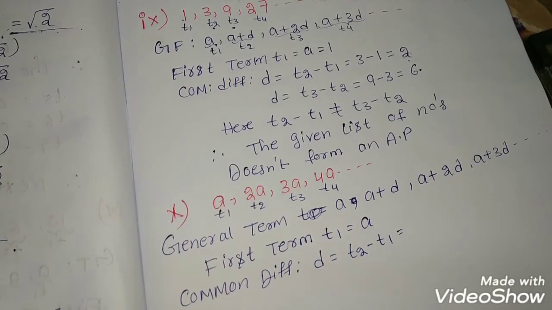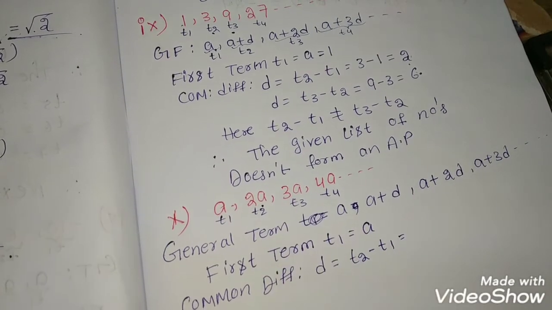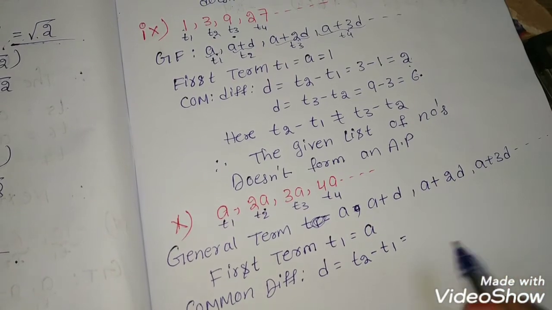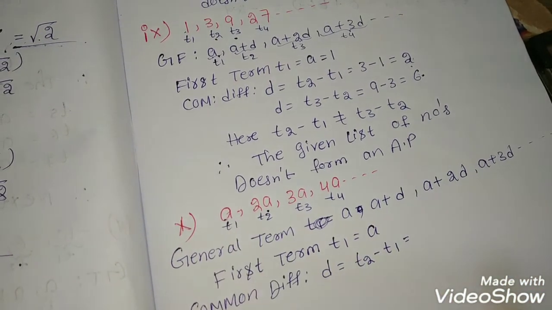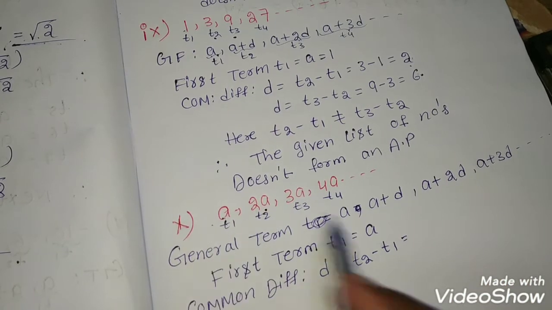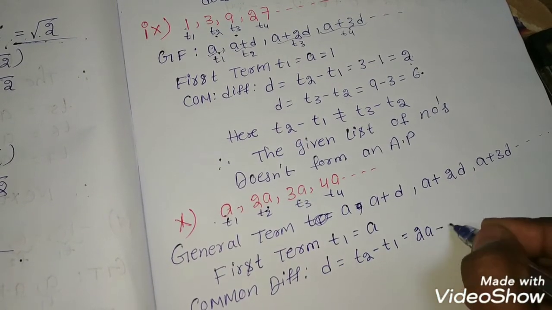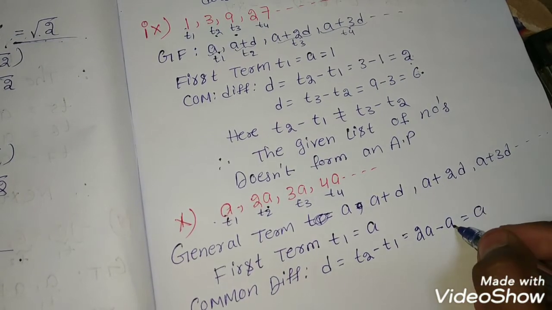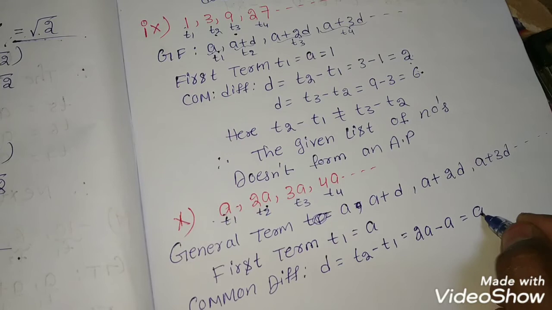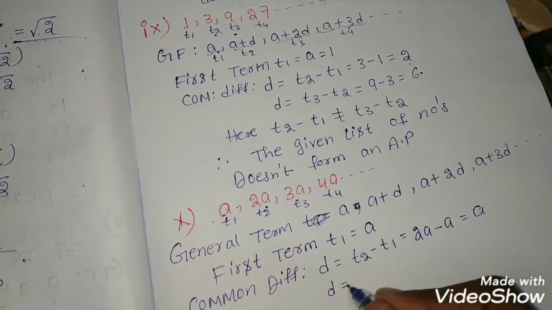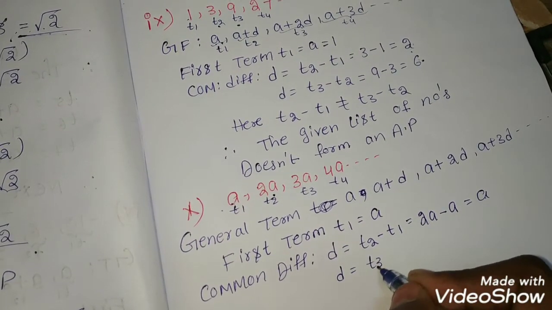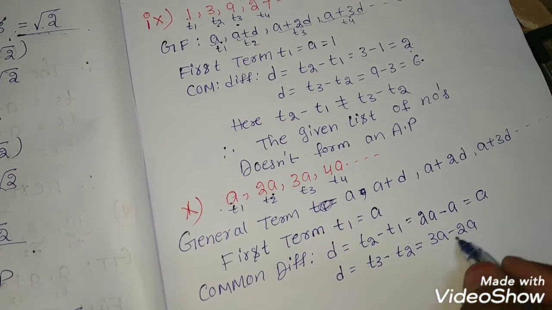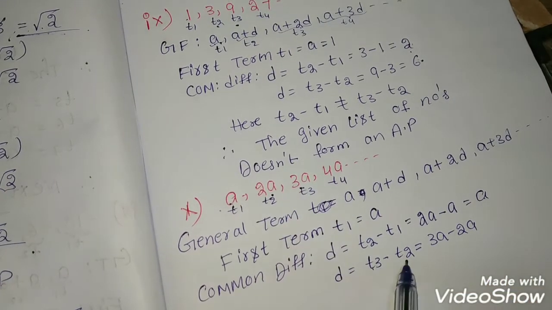See here, next question what they given? A, 2a, 3a, 4a. The 10th question. We know the general term I written here. What is the first term here? First term is a. What is the common difference here? T2 minus T1. That is 2a minus a. 2a minus 1a means only a. That means 2 minus 1, that means 1. Okay, 1a. Let's check is this in arithmetic progression or not. T3 minus T2 we have to find. 3a minus 2a. Why I write here? T3 is 3a. T2 is 2a.